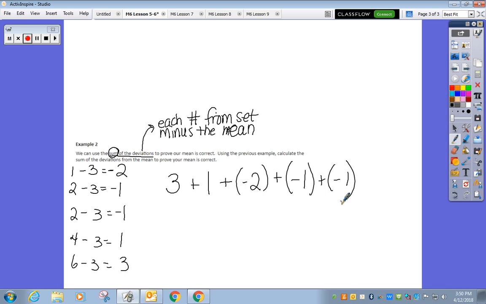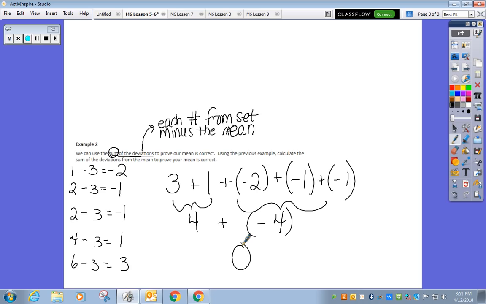Now what I'm going to do is I'm going to combine together all of my positives. So 3 plus 1 makes a positive 4. And I'm going to combine all of my negatives together. So if I have 2, 1, and 1, that makes 4. So all together, I have negative 4. If I'm adding 4 plus a negative 4, I'm adding a number and its opposite. When you add a number and its opposite, you get 0. The mean would be 3 since the sum of the deviations equals 0.